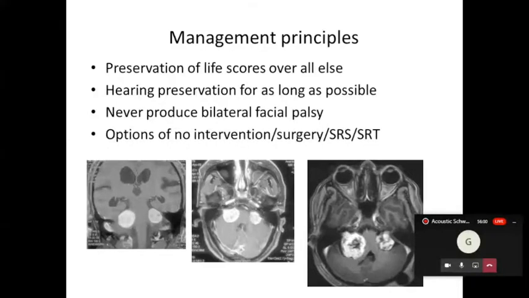The second consideration after you have dealt with that is hearing preservation. You need to preserve hearing as long as possible in these patients. Ultimately, these patients are going to go deaf, completely deaf in both ears.